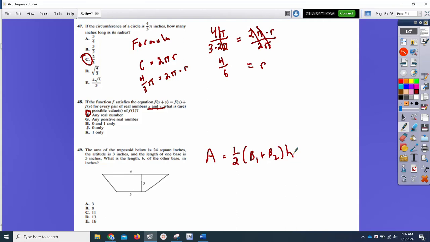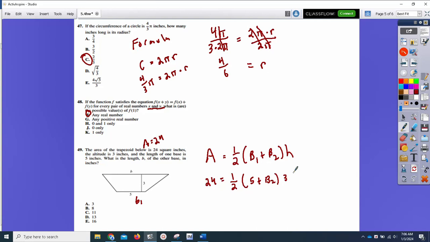So I know the area is 24. So we'll put a 24 there. One of your bases is 5. We'll just call that base 1. I do not know base 2. The altitude, which is height, is 3. And there's my setup. So it's not too terribly hard.